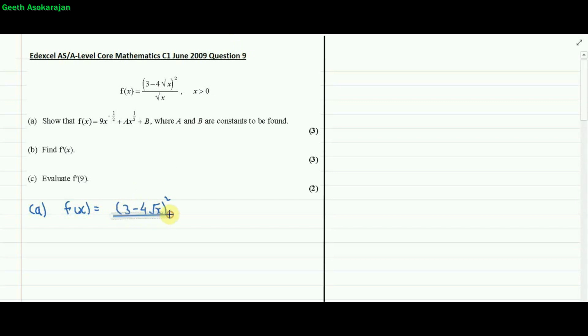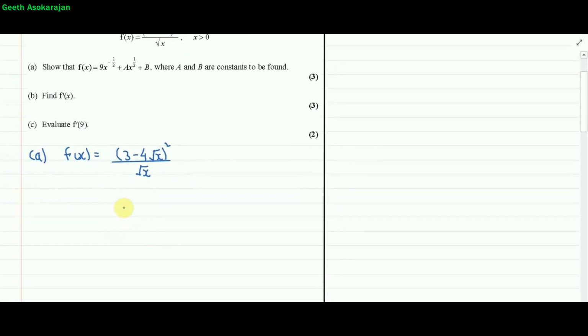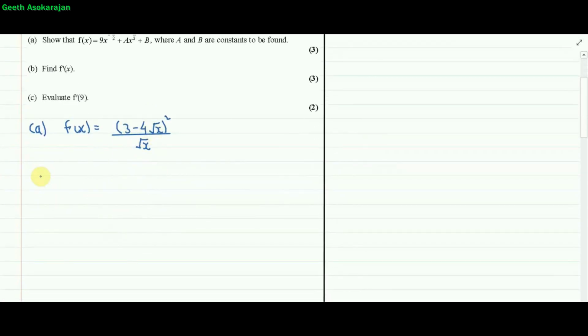divided by the root x below. So first of all, what I'm going to do is multiply out the top bracket as a side calculation. So here's my side calculation. Let's multiply out (3 minus 4 root x) squared. So that is the same as writing 3 minus 4 root x multiplied by another 3 minus 4 root x. So let's multiply these two.